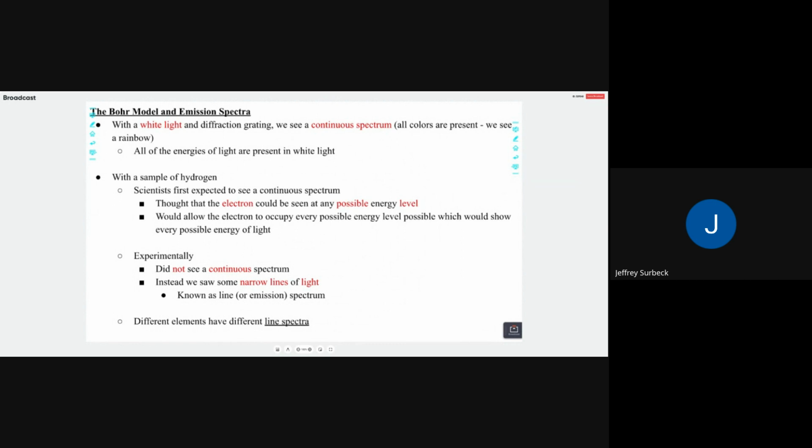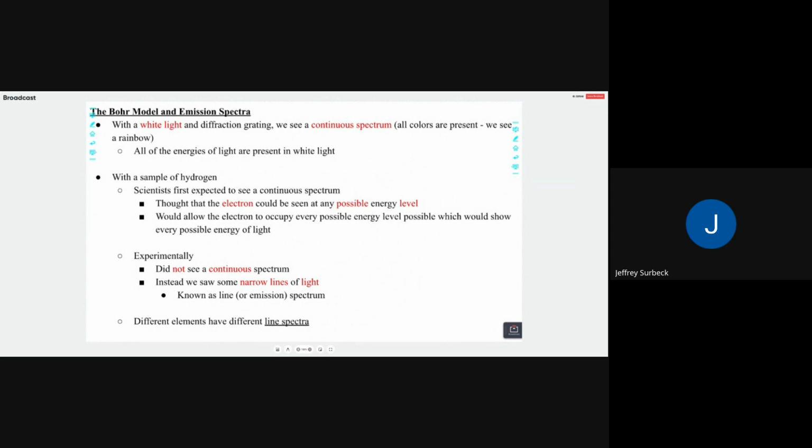They excited, or added energy to, hydrogen. And remember, hydrogen only has one proton and one electron. As they added energy, they expected energy to be released, and they saw it in the form of light. However, they only saw a few specific lines.